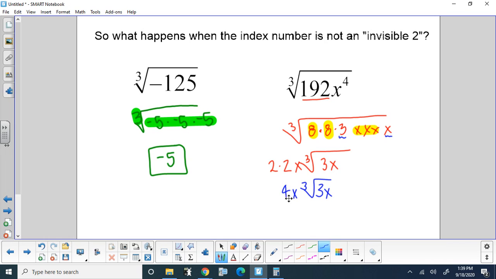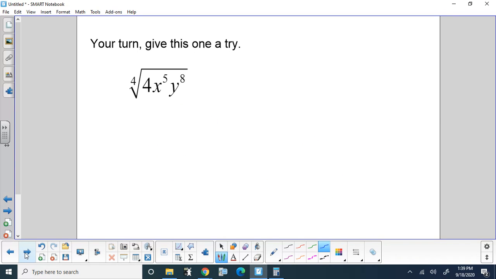Notice that in this problem, I don't have to put the absolute value bars around the x because we know that a cubed or odd index number can produce a negative answer out. It is only when the index number is even that I need to insert those absolute value bars. Let's move on to the next part.